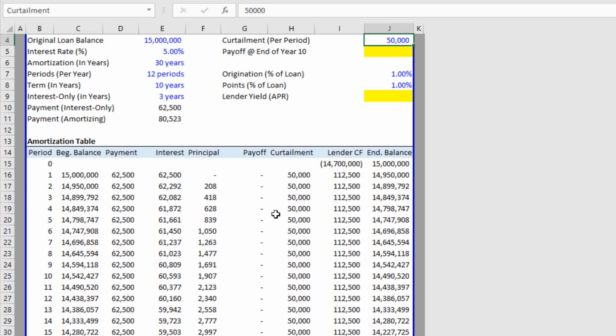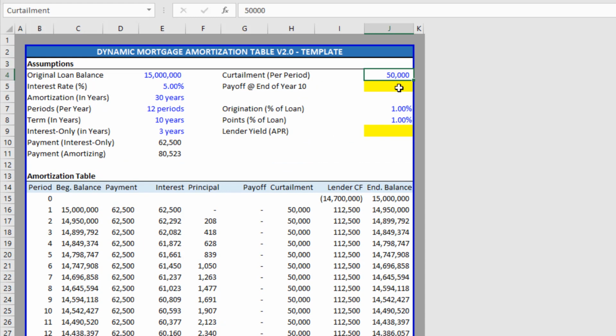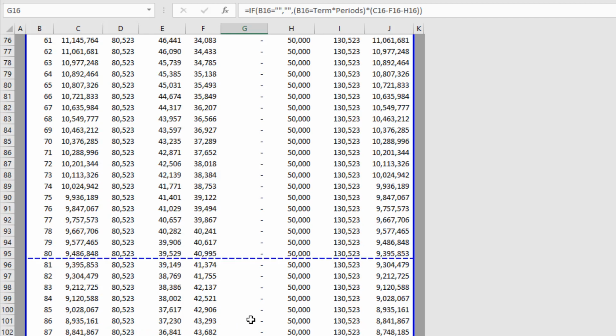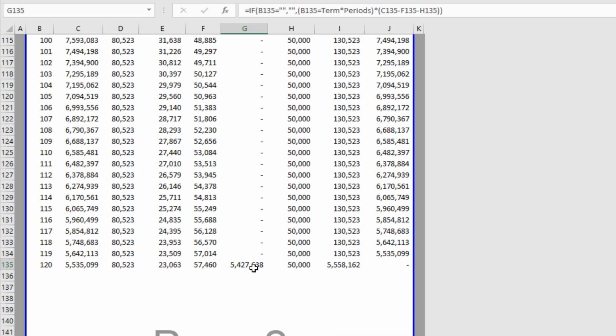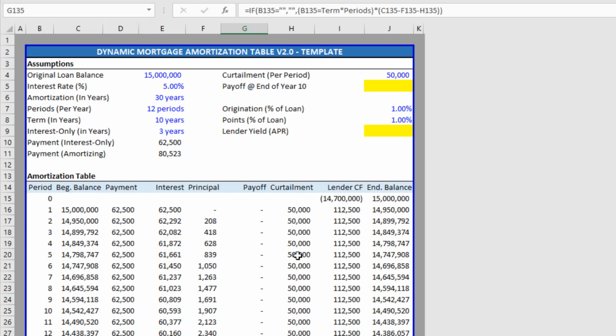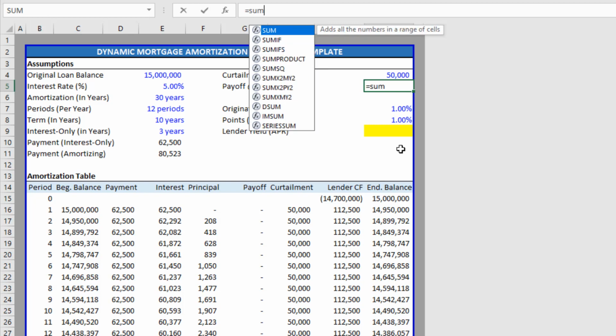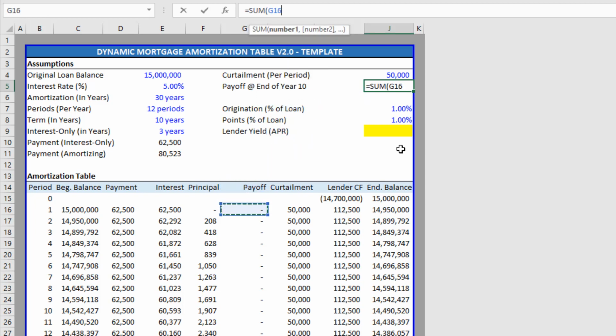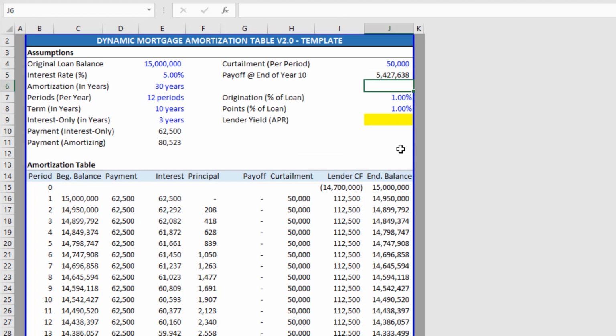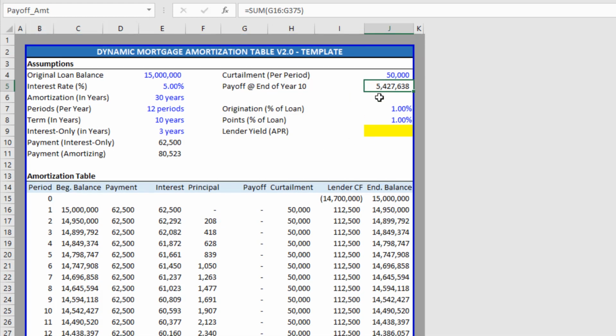Now let's just finish up our top section by calculating the payoff at the end of loan maturity and the lender yield. So the payoff is a fairly simple one. It's whatever value is in this column here. Now there's an easy formula and a hard formula. I'm going to start with the easy one. Well, the payoff is simply the sum of the entire payoff column. And because we use Boolean logic to only output a value in one period, this will always be correct by using the sum.